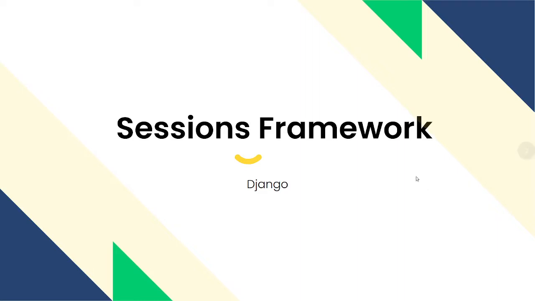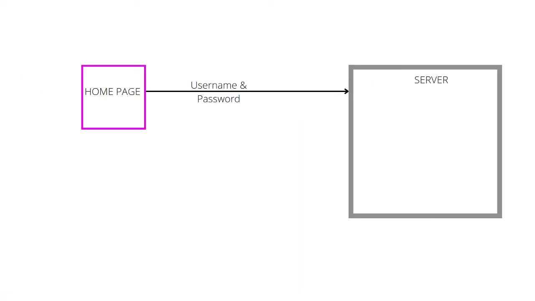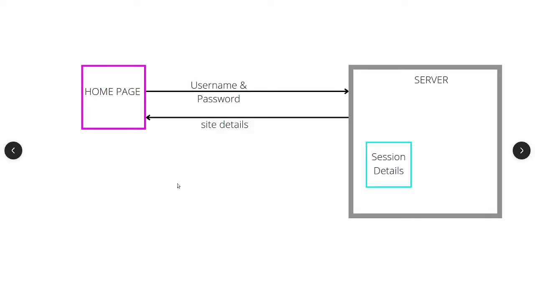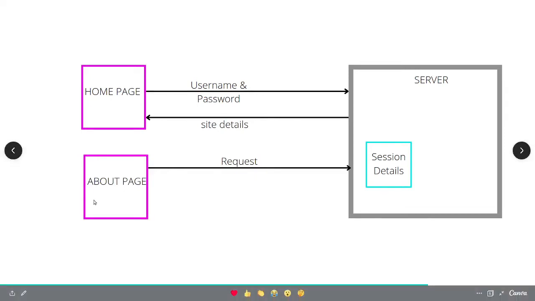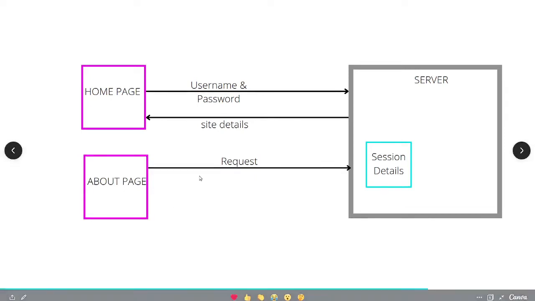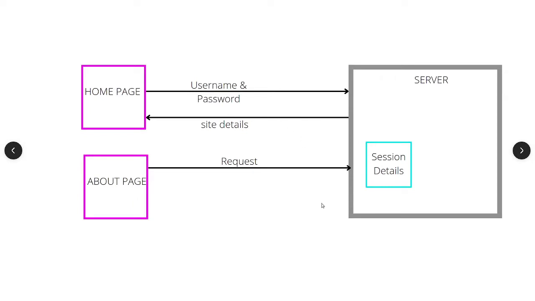Today we will learn about the sessions framework in Django. First of all, let us see what sessions are. Let's say we have a site where we log in. We give a username and password to the site, and the server authenticates me to use the site. Next, if I want to go to another page of the site, let's say the about page, I'll send a request. Instead of sending the username and password again, I'll send just the request, and the server will authenticate me with the session details that it made before when I first gave my username and password. So this is how the session framework works.